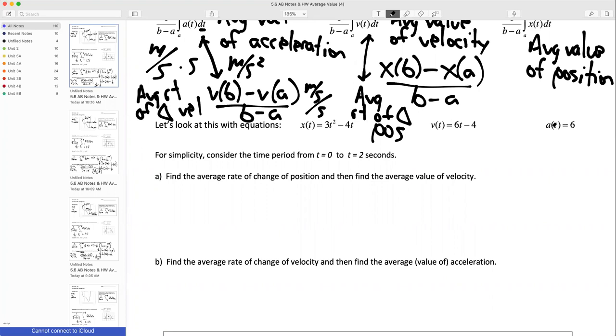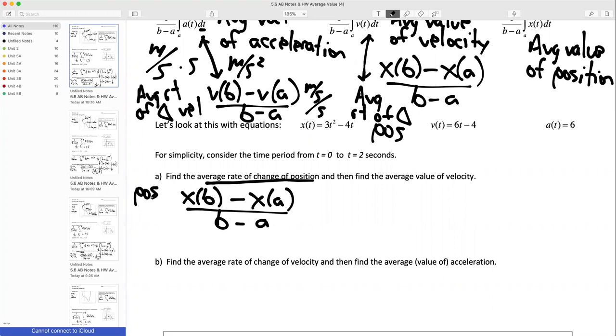So the first one says, find the average rate of change of position. Whenever you see rate of change, that is the slope. So I want the rate of change of the position, x of b minus x of a over b minus a, y2 minus y1 over x2 minus x1. And look at the units. I have position divided by time. So the slope of the position gives me a velocity. Yes?